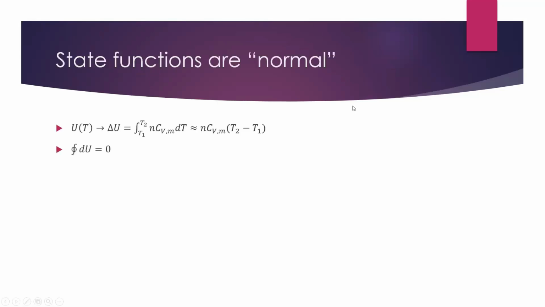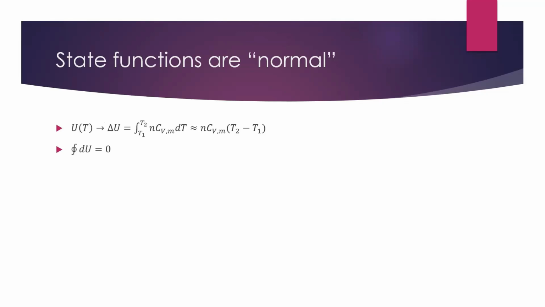State functions are best thought of as normal functions. And what do I mean by a normal function? Well, these are functions that obey the rules of mathematics that we have learned in all of our math classes up until this point. So for example, we have our U, our internal energy, and that's a function of temperature. If we want to figure out the change in internal energy, what we need to do is figure out what the internal energy is at temperature 1 and 2, and we can calculate that.